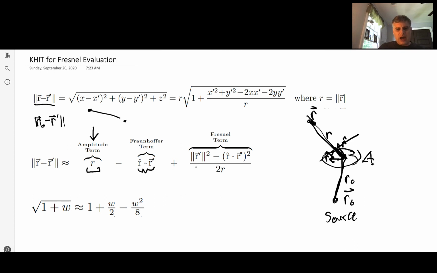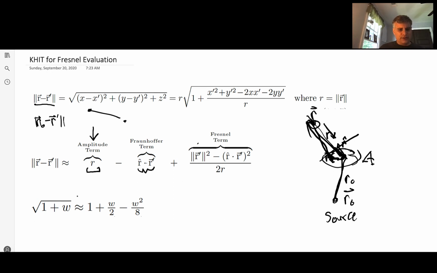And then there's a higher order correction factor, which we call the Fresnel term in phase. It's meant to account for the small area deviations as I move around here. The fact that this line does not stay parallel when r, my point of observation, is drawn in somewhat close to the aperture.